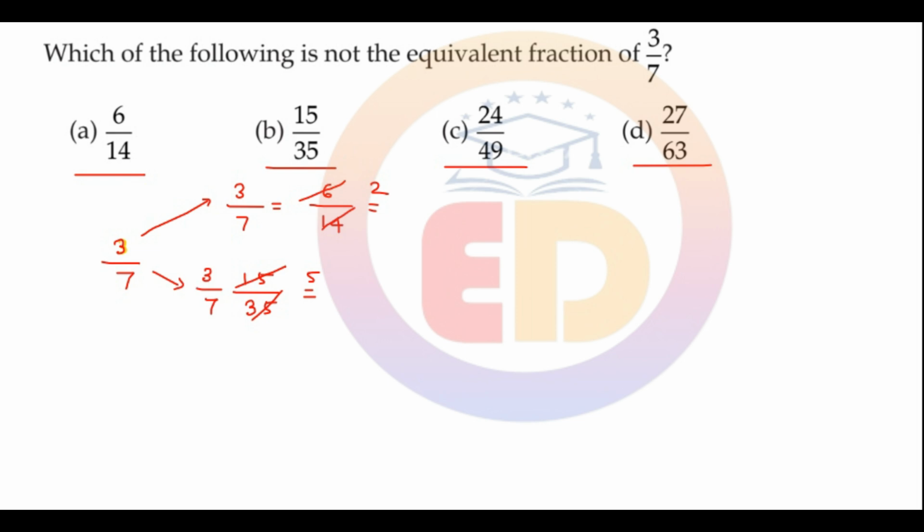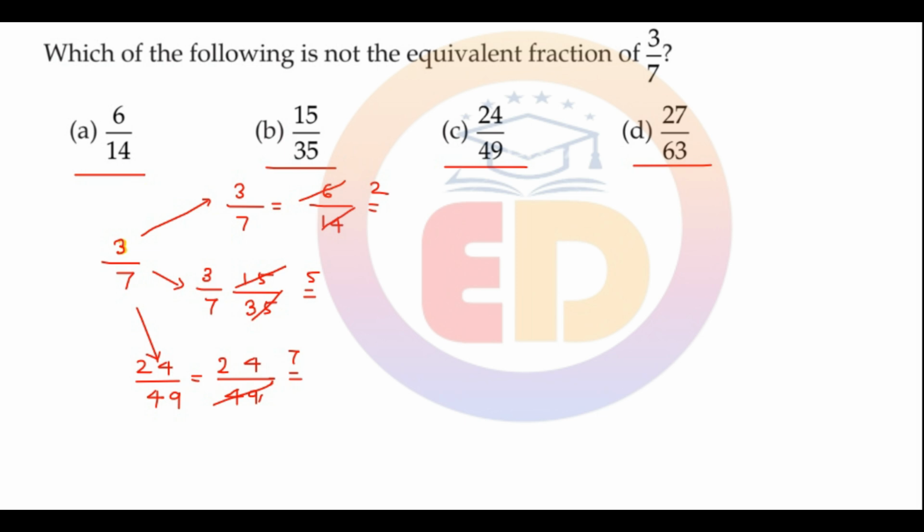Let's go to the third option, 24 upon 49. So here, 49 is divisible by 7, but 24 is not divisible by 7. So 24 and 49 will not be further changed to the lowest term. They will remain as it is, as 24 upon 49. And we can see that 24 upon 49 is not equivalent to 3 by 7.